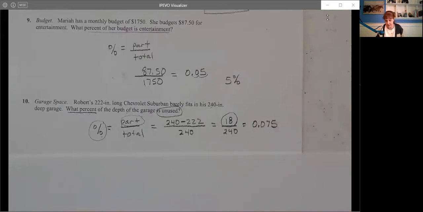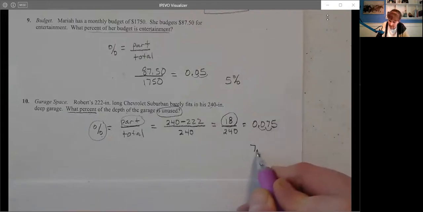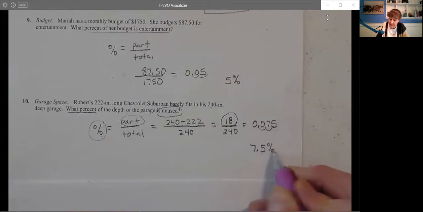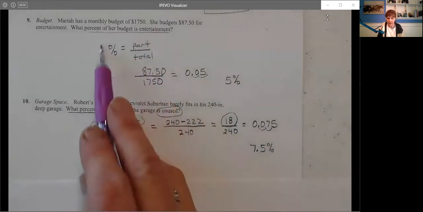And which is 7, move it over twice, make it a percentage. 7.5% of the garage is unused. We just had to find out how much unused. Okay. All right. Well, that'll give you some examples. That's it for the 6 or 7.4. 7.5 is related. 7.5 is this right here.